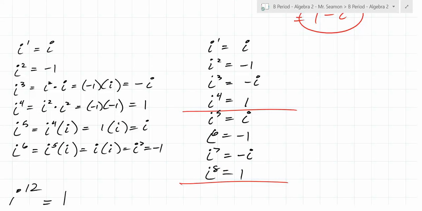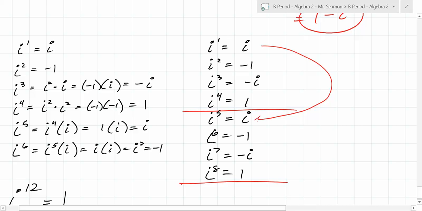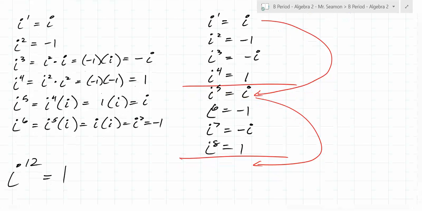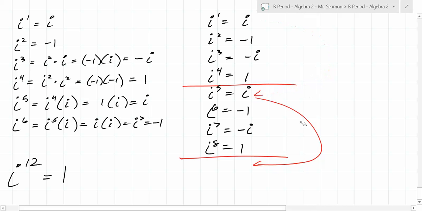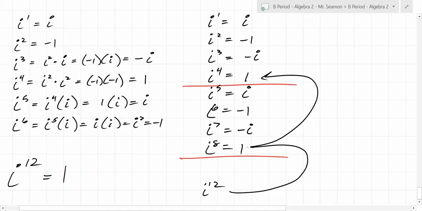Every time you add 4, look. 1. What's 1 plus 4? 5. 5 plus 4 is 9. So i to the 9th would be i, right? So you have to look at the original 4 and see where it adds up. If you work back from 12, what's 12 going to go back to? Right here, correct? Subtract 4.